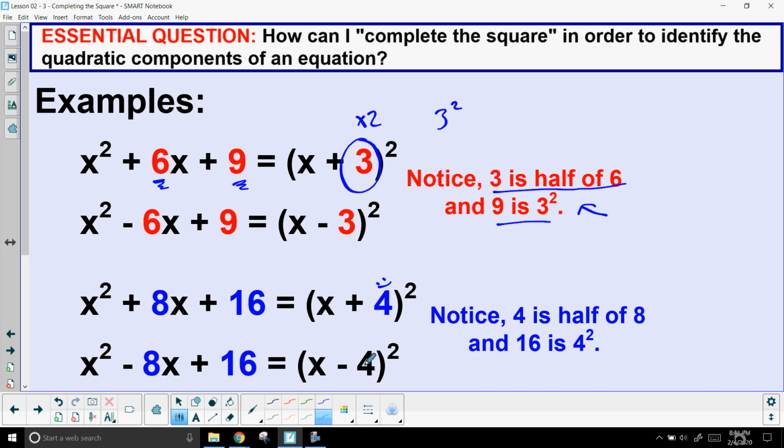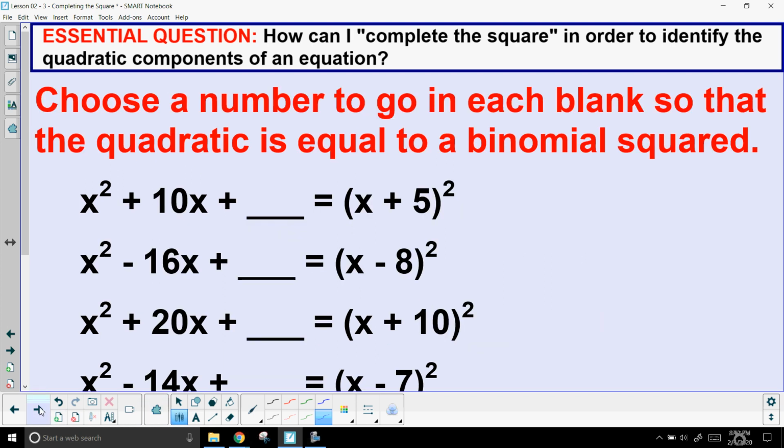Oh, this 4 should be blue. Fixed it. If you want to take these notes, you know what to do. Go ahead and pause it. But anyway, let's try to fill in these blanks. Okay? That concept earlier. Take the 5 and square it. That's right, 25.